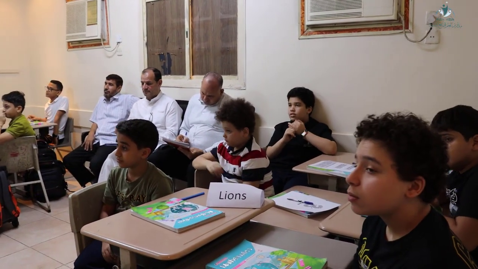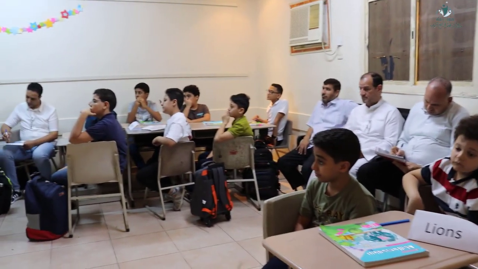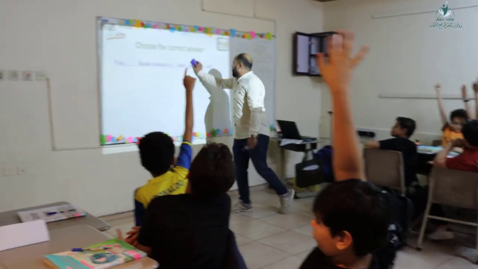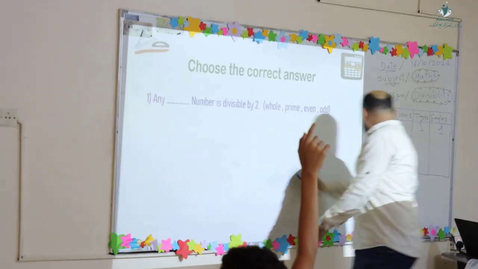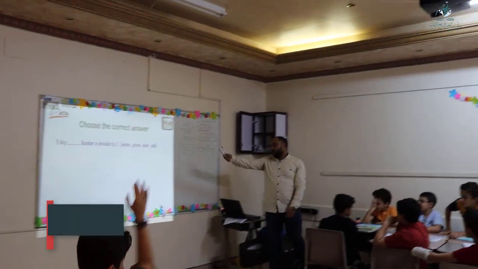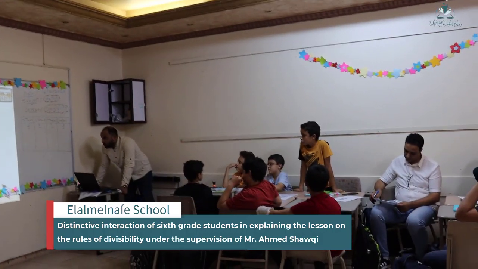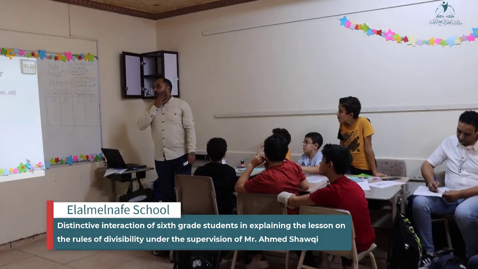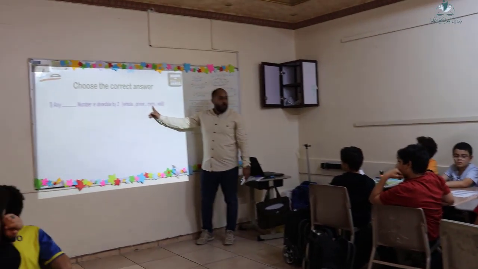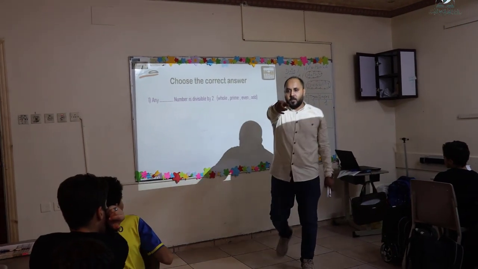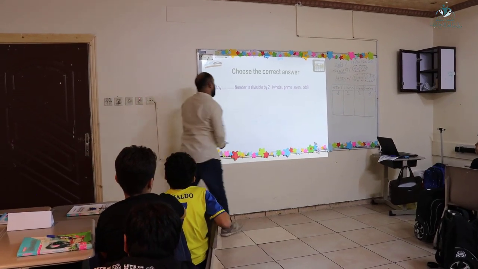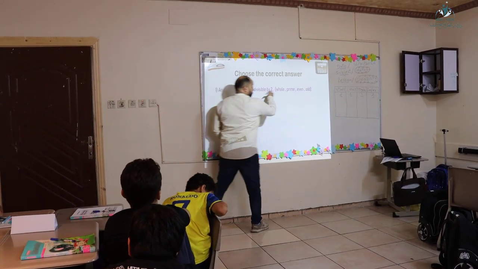Now it's time to choose the correct answer. Question 1. Who can answer question 1? Yes, Omar. Question 1. Read it. Any even number is divisible by 2. Which number is divisible by 2? Even numbers. What are the even numbers? 0 and 2 and 4 and 6 and 8. Yes, excellent, Omar. So here, any even number is divisible by 2.